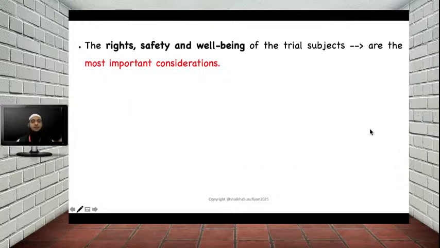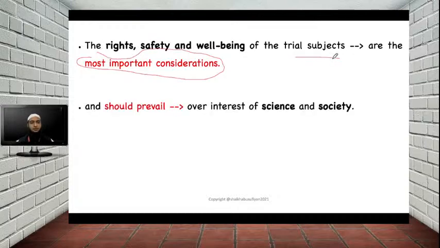In addition to this, the rights, safety and well-being of the trial subject are the most important consideration. So it should not be ignored at any point during the conduct of the study. The first priority must be given to ensuring the rights, safety and well-being of the trial subject. Okay, so this is the first important consideration, and it should prevail over the interest of science and society. No matter how important your study is and how beneficial it is to science as well as society, it should not override the rights, safety and well-being of the trial subject.